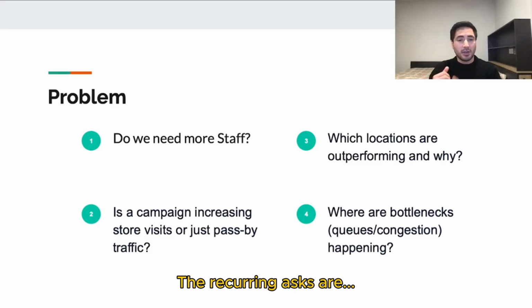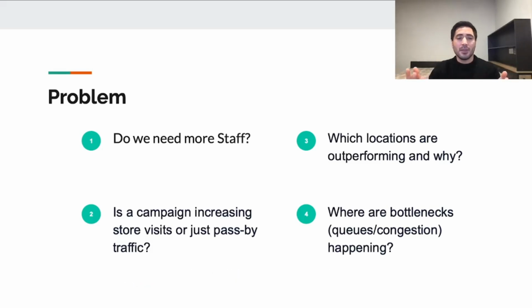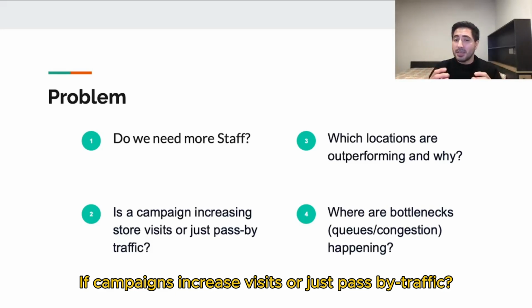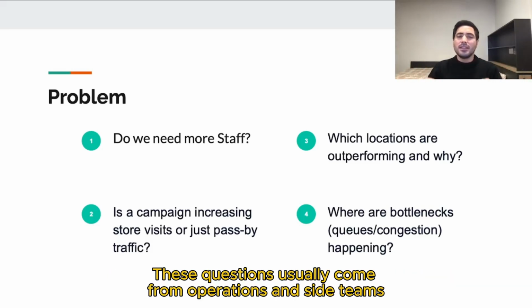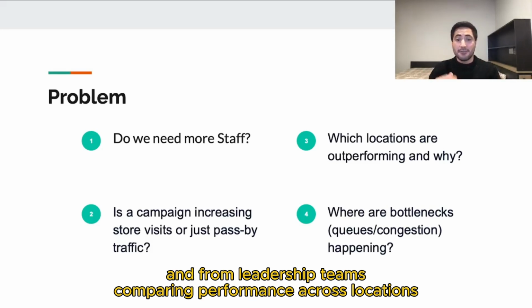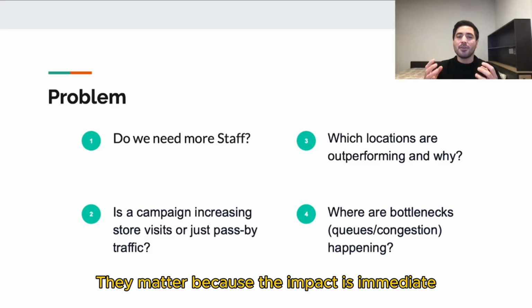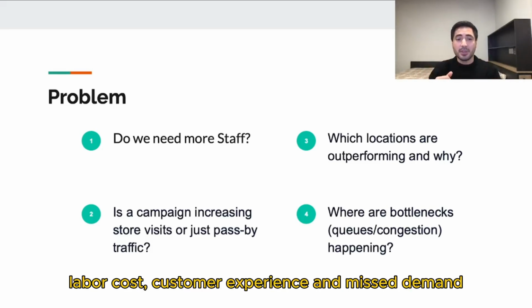The recurring asks are: do we need more staff? Which locations outperform and why? Do campaigns increase visits or just pass-by traffic? And where do bottlenecks like queues and congestion actually happen? These questions usually come from operations and site teams, planning, staffing, and responding to congestion, and from leadership teams comparing performance across locations. They matter because the impact is immediate: labor costs, customer experience, and missed demand.